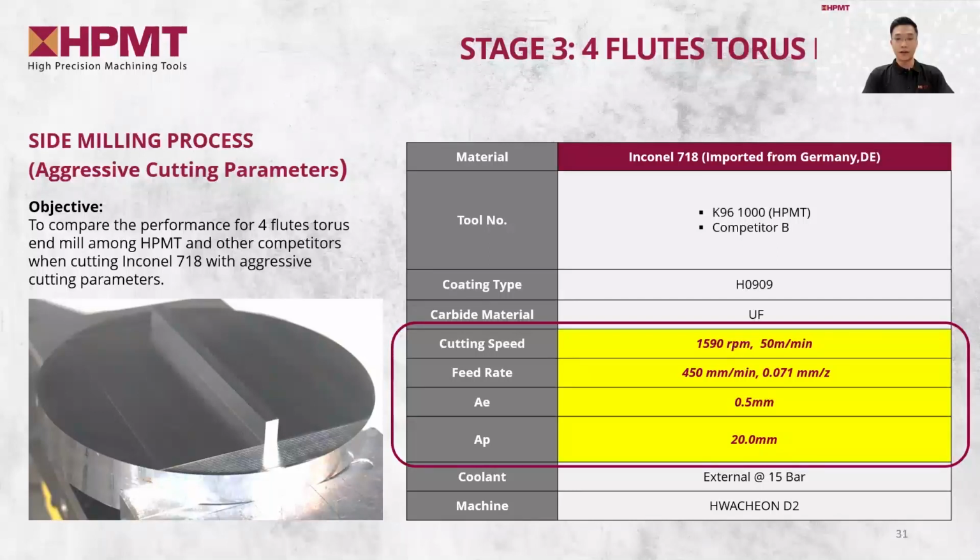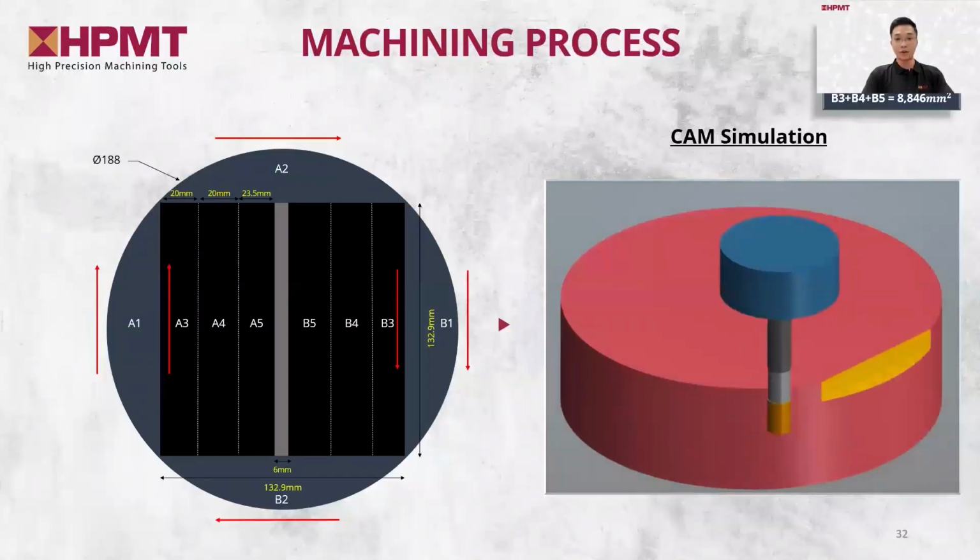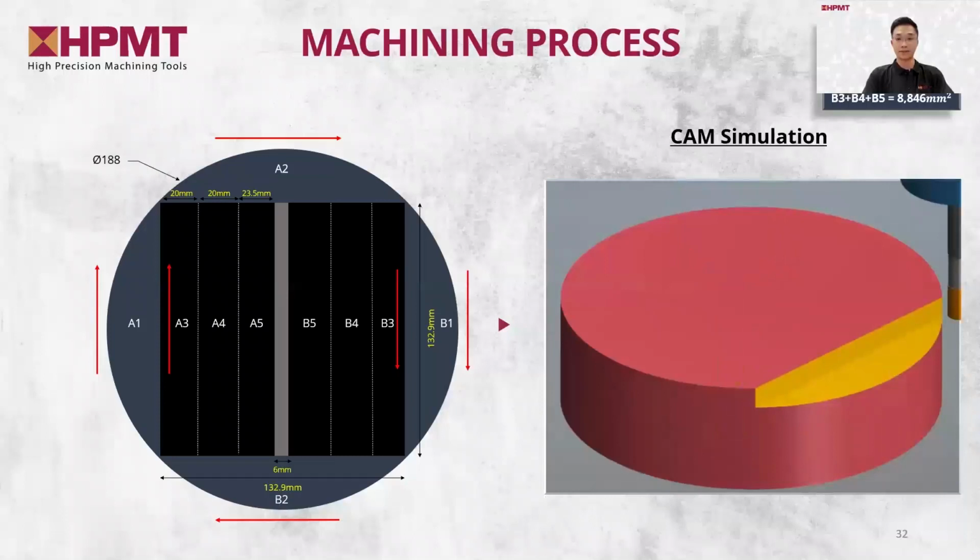As you notice, the cutting speed here increased from 1000 to 1590, and the feed rate increased from 170 to 450. But not only that, the cutting depth, or what we call AP, increased from 10 mm to 20 mm, which is exactly 2 times than before. So in other words, we are also utilizing almost the entire cutting length of this tool for these aggressive cutting parameters. The machining concept and process all remain unchanged from the previous tests. The only difference here is that we change to the aggressive cutting parameters.